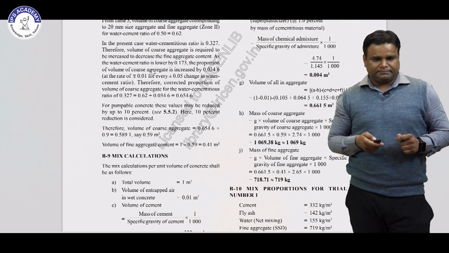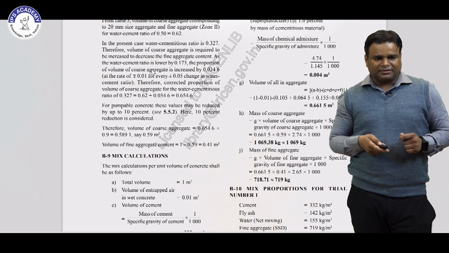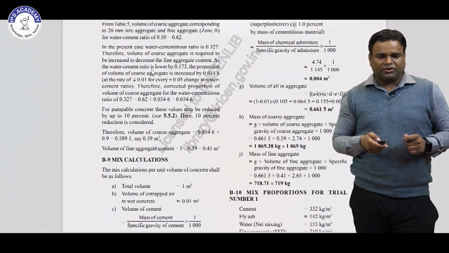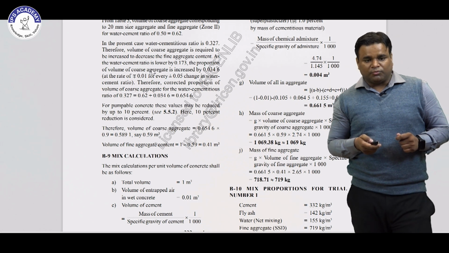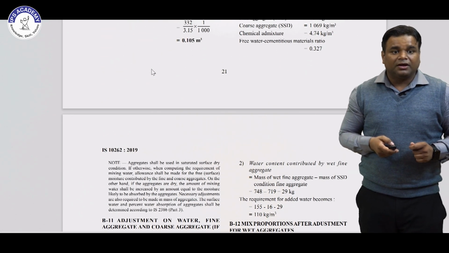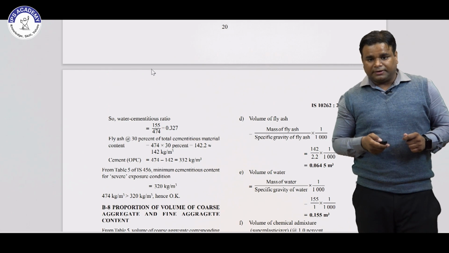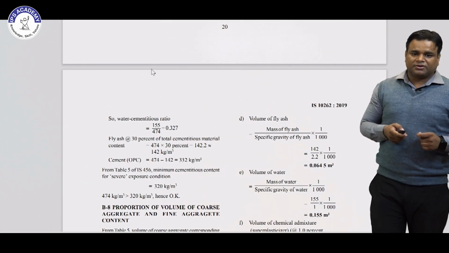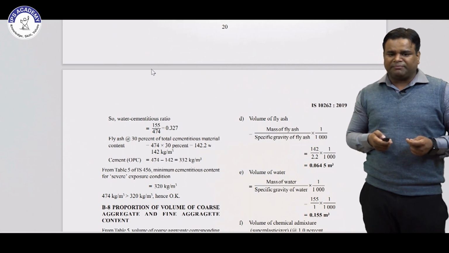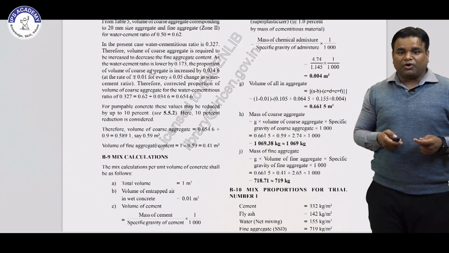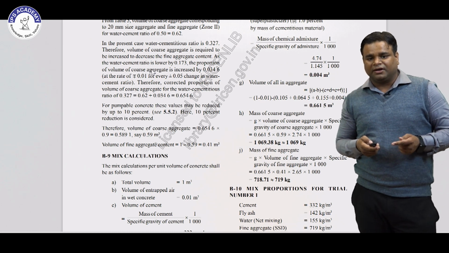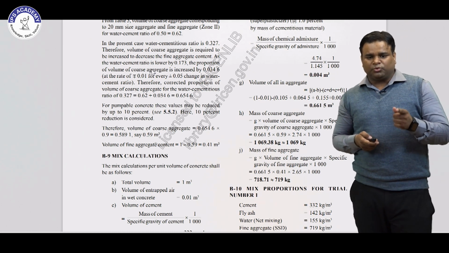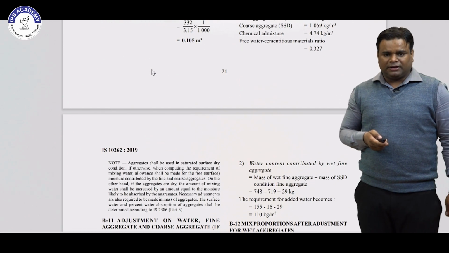Basically this is for the volume of coarse aggregate, and after subtracting from 0.59 we get 0.41 volume of coarse aggregate. So these are the mix calculations for the total volume, volume of entrapped air, volume of cement, volume of fly ash, which is mass upon specific gravity of fly ash, which is 0.645 meter cube, and volume of water, volume of chemical admixture, and volume of all-in aggregate. From previously we have done these things, so according to that we have to do the mix proportion.